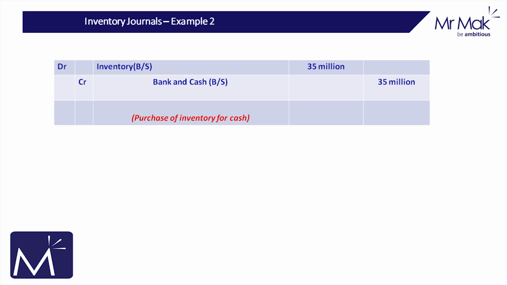Let's do another example. Econet purchased $35 million worth of inventory during the current month. These purchases were paid for immediately. What would the journal be then? It would be a debit to the inventory in the balance sheet, increasing the inventory amount by $35 million, and then it would be a credit to the bank and cash, because the amount was paid for straight away. That would be a credit to the bank and cash in the balance sheet.